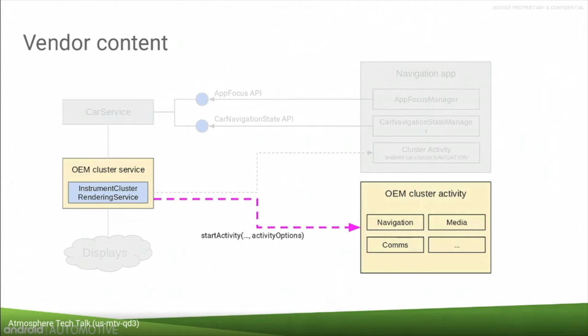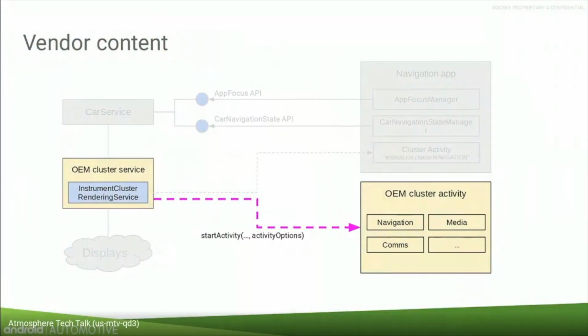So this could be your own regular activity. It's going to be launched by your cluster service implementation on create. In the AOSP, what we have is one activity with multiple fragments. Each one shows a different experience, like a media facet, incoming calls, navigation. You can totally do this. Another option is that you just launch one full-screen activity, like for instance maps, and you can do that by just using start activity with the activity options that we saw before.